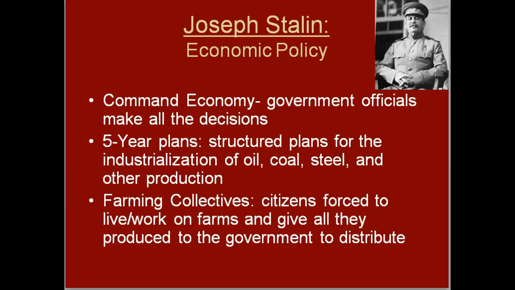Stalin also creates 5-year plans, which are structured plans to help industrialize Russia, because remember, Russia had almost never industrialized or had struggled with industrialization while other countries in Europe were doing so. And he's going to create farming collectives where he creates all of these farms that the citizens are forced to live and work on, and everything that they produce is given back to the government to then redistribute to the population, rather than the farm workers owning and selling to the government or selling to other people.